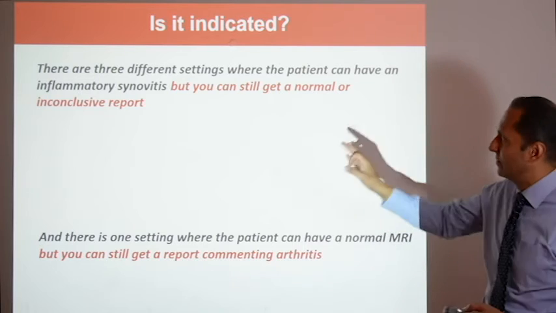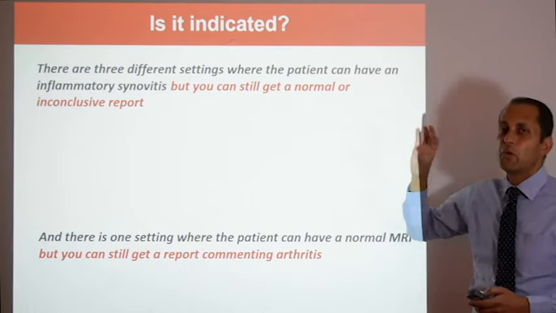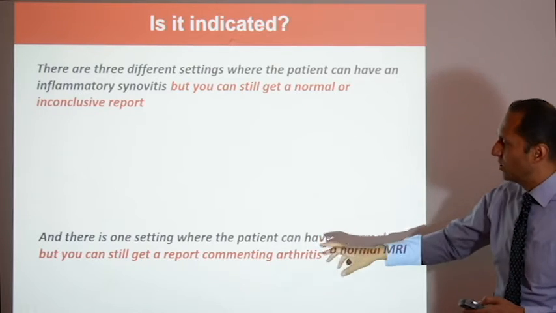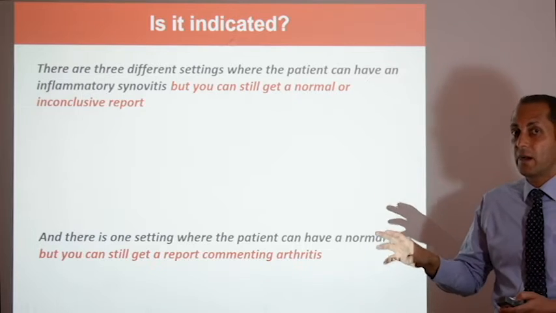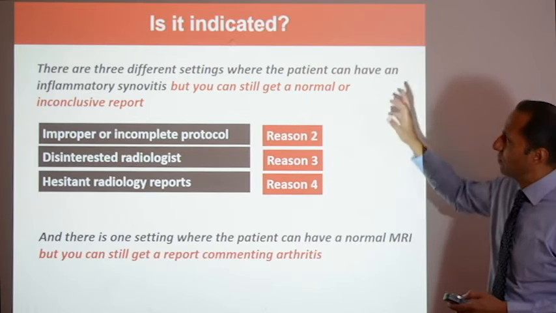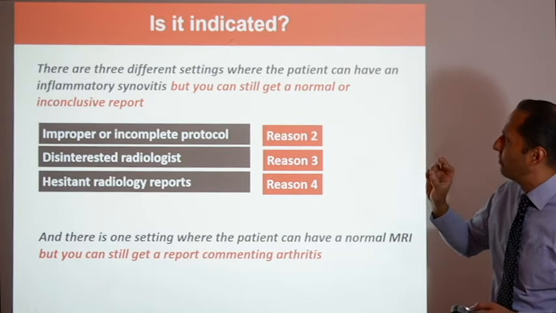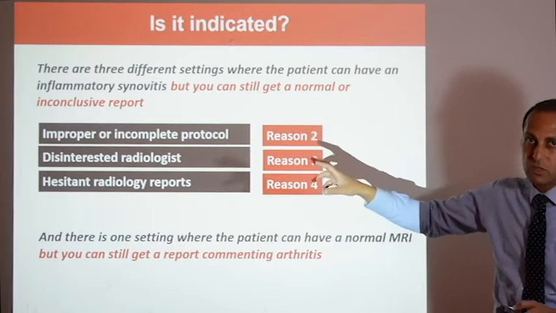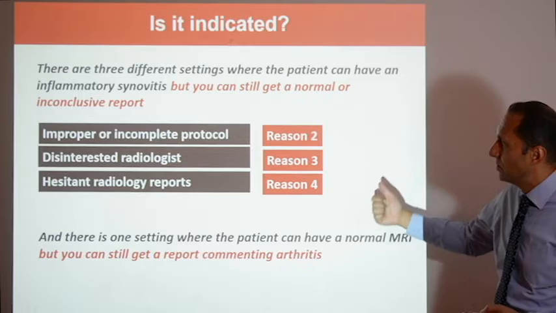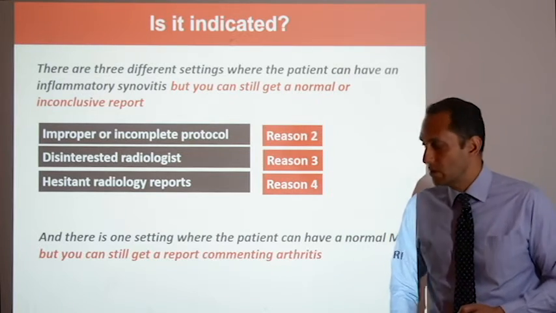There are three different settings where the patient can have an inflammatory synovitis, but you still get a normal or inconclusive report. And there is one setting where the patient can have a normal MRI and you get a report that he has an arthritis. So what are those three settings where you have an inflammatory synovitis but you get a normal report? Improper protocol, this is one reason. Disinterested radiologist and hesitant radiology reports.